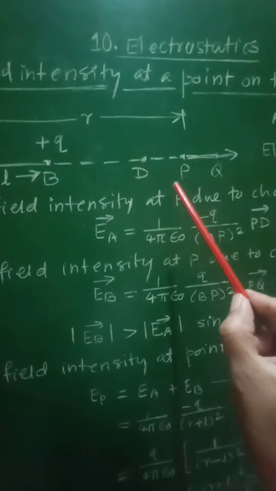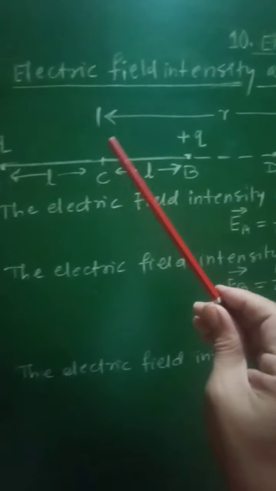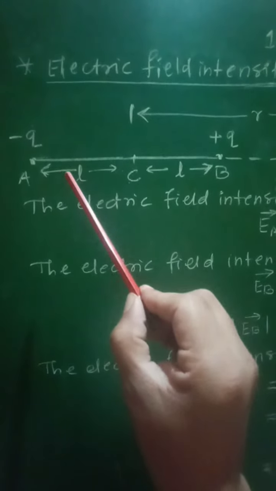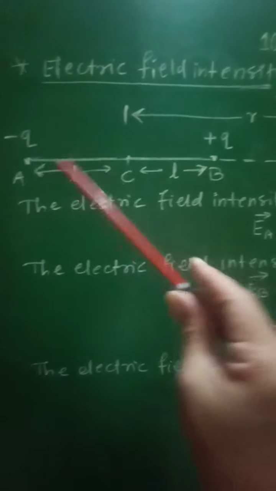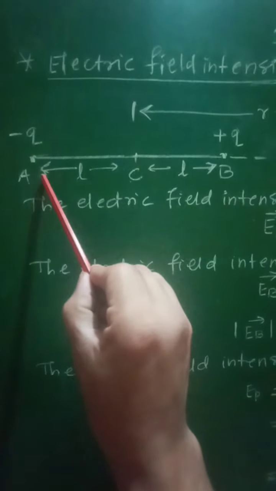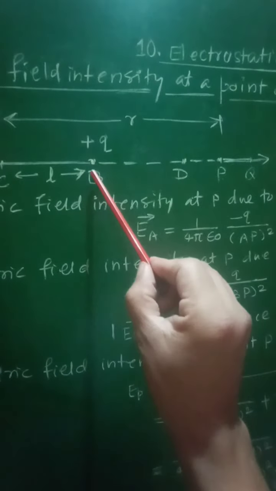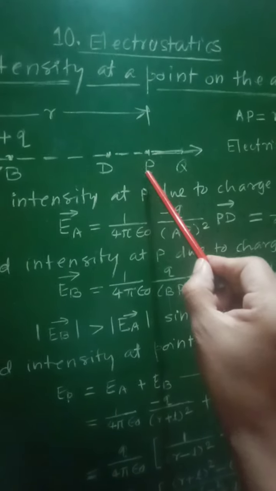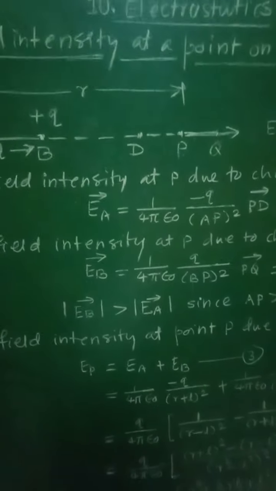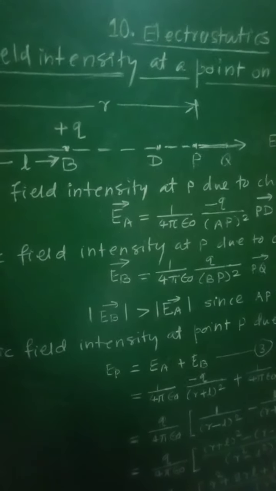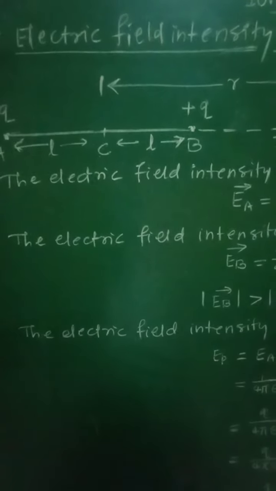Now, the electric field intensity at this point P will be the vector sum of the electric field intensities due to the minus q charge and the plus q charge, because due to this minus q charge some electric field will be produced at point P. Similarly, due to this plus q charge electric field will be produced at point P, and therefore the electric field intensity at point P will be equal to the vector sum of the electric fields due to the minus q and plus q charges.